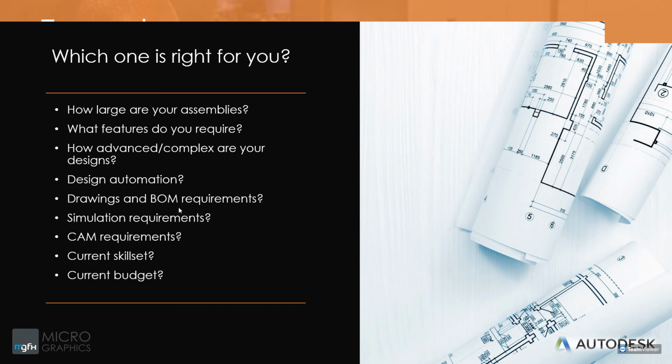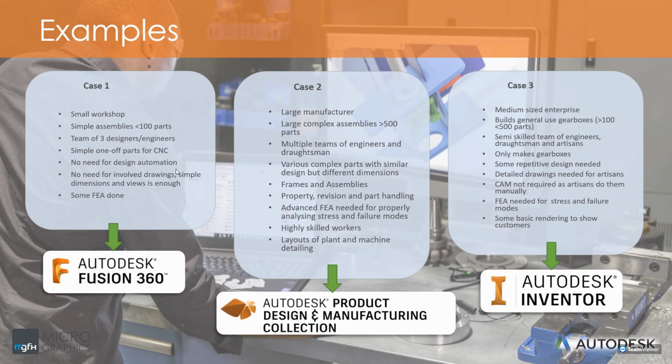Okay, so we can take a look at some examples of how companies would choose. So we can take a look at case one where, for example, you are a small workshop and you have very simple assemblies, less than 100 parts, and maybe it's just the three of you. It's sort of like I wouldn't say a one-man band, but a very small workshop, and you do on contract one-off parts that you send to your CNC, and it's basically you or the three designers themselves that take it to the CNC.